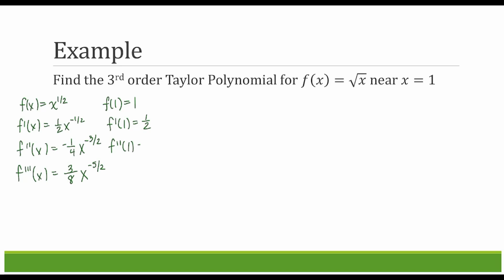F double prime of 1 is just going to be negative 1/4 for the same reason, substituting in 1. It's just going to give us 1, so we're going to have negative 1/4 there. And the third derivative at 1 is positive 3 over 8. Now we can go ahead and start building our third order Taylor polynomial.